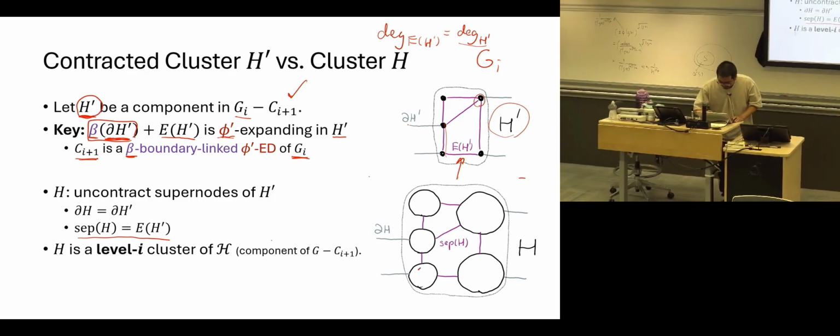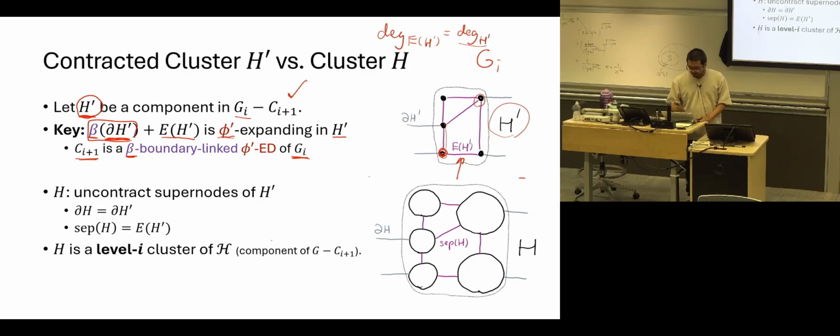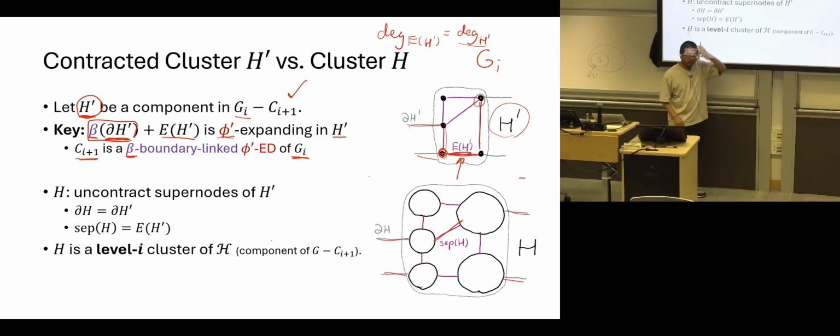This is just every node of H prime is just a child cluster of H. So the edges in H prime just look like the separator here. And the boundary of H prime is just the same as the boundary of H. Good. Okay. And H then is just a level I cluster of the hierarchy.